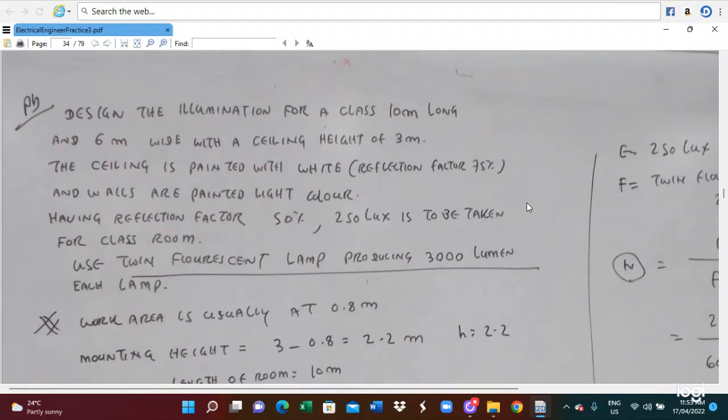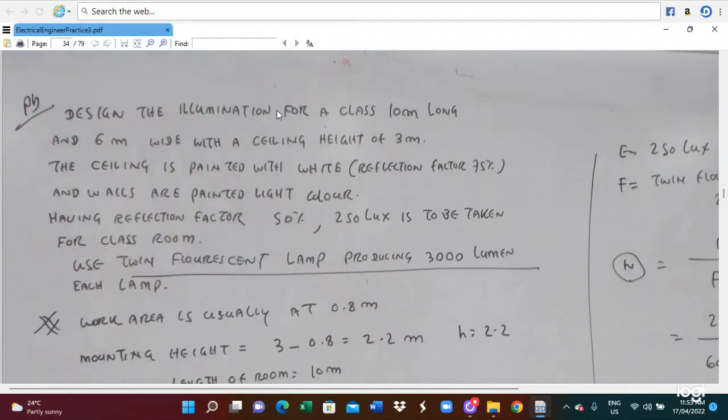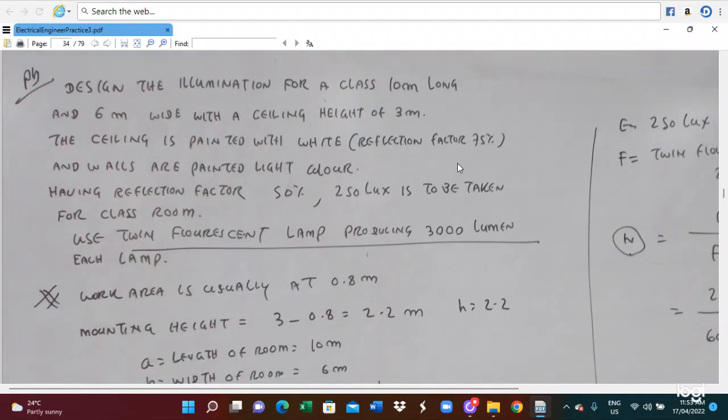Okay, so in this problem we have to design the illumination for a classroom. The classroom is 10 meters long and 6 meters wide, with a ceiling height of 3 meters. The ceiling is painted white, so in this case the reflection factor is 75%.